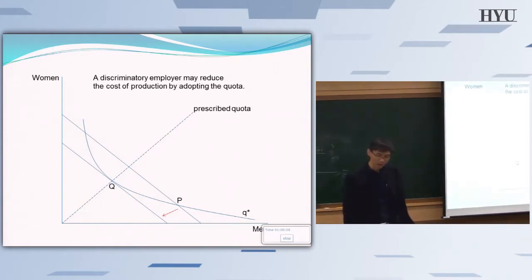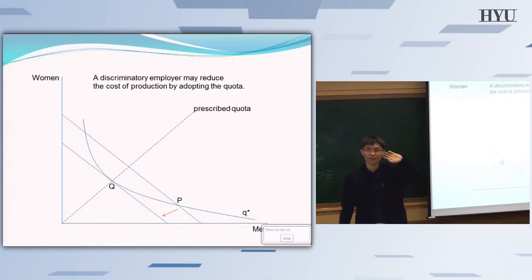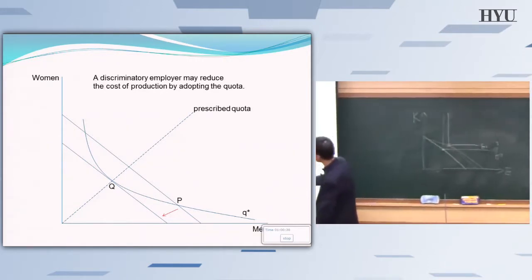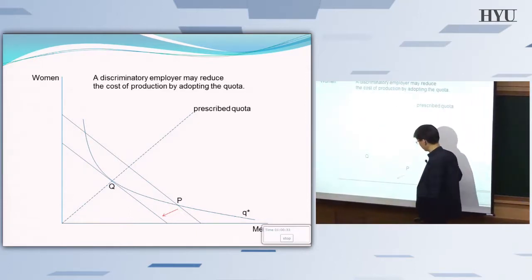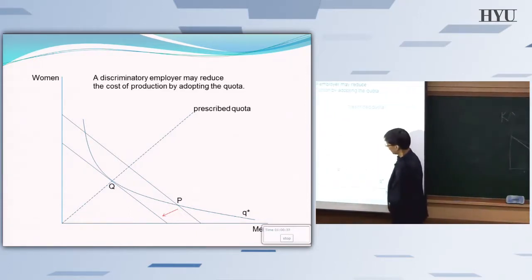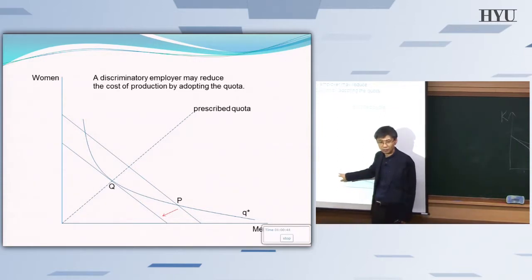First case, in this case, they are not maximizing the profit. Why? Let's assume this employer really doesn't like women. They have this prejudice against women, so they don't want to hire too many women. They hire just the minimum level they can tolerate. So you have all these ways of using men and women combinations. What this employer chooses is actually point P. Why does he choose this? Because they can hire fewer women. Is the firm maximizing the profit? No, right? Why not? Because it's not minimizing the cost.